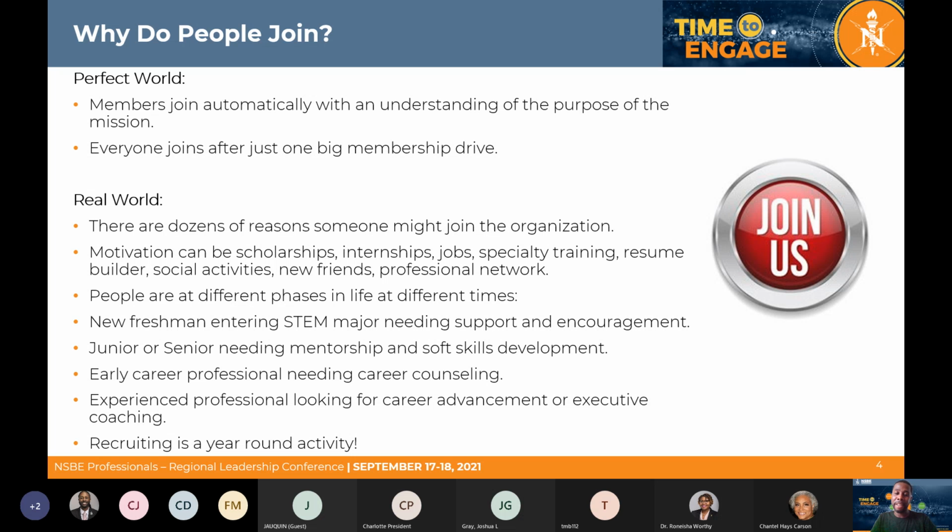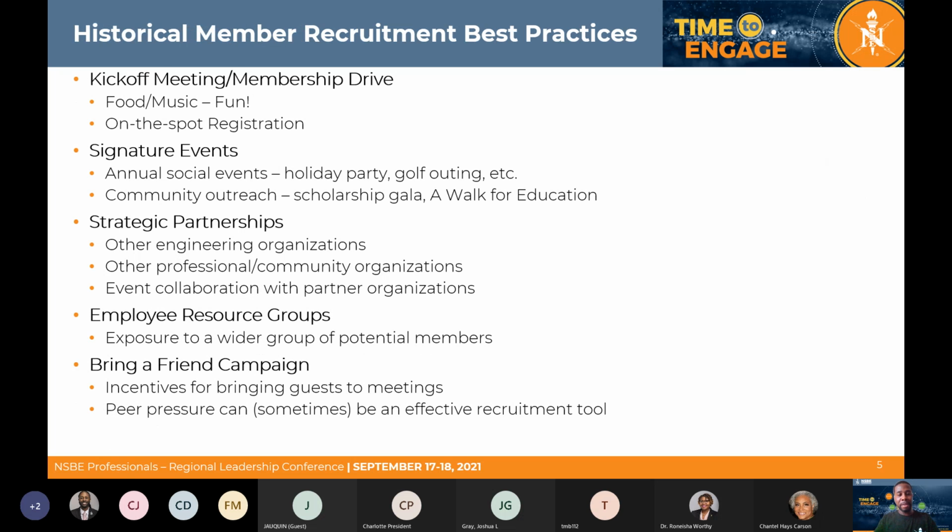And recruiting is a year-round activity. We may start our programming in the fall, but recruiting should be a year-round activity. We should constantly be trying to encourage more people to come and take a look at what we do and become a part of it. There are some things that chapters have done in the past to recruit new members. We'll just go through some of these and we can discuss them.